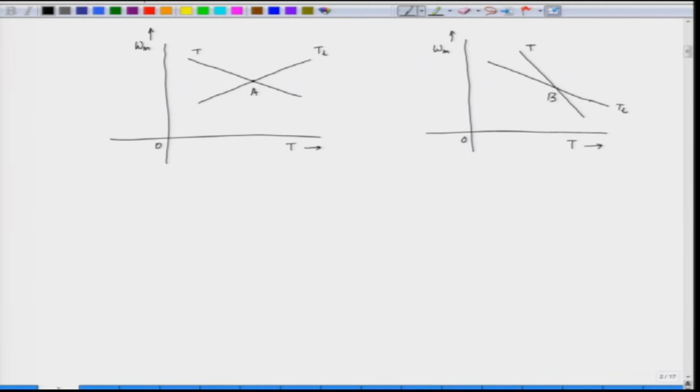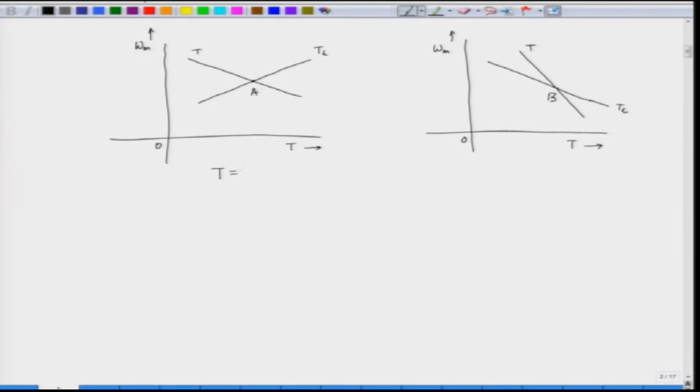In one example the operating point is decided by A, and in the other example the operating point is decided by the intersection, that is B. Now, we have to decide out of these two equilibrium points, which is a stable equilibrium point and which one is an unstable equilibrium point, because at each equilibrium point we have T equal to T L. Here also we have T equal to T L at A, here also we have T equal to T L at B.